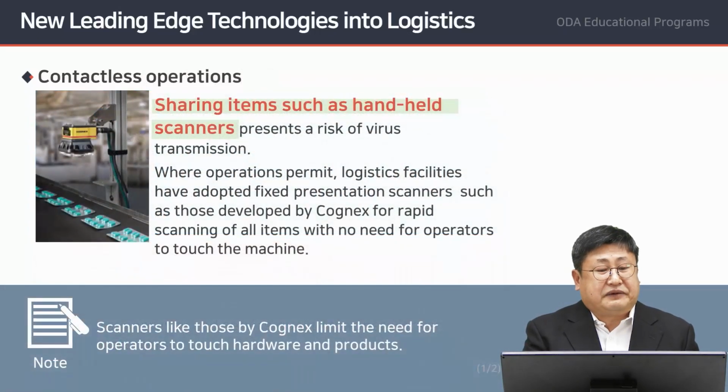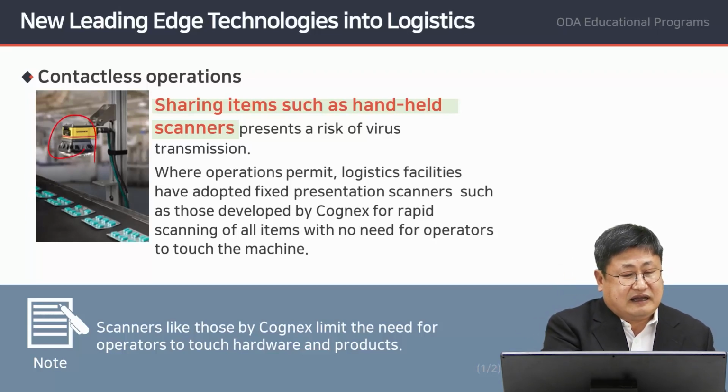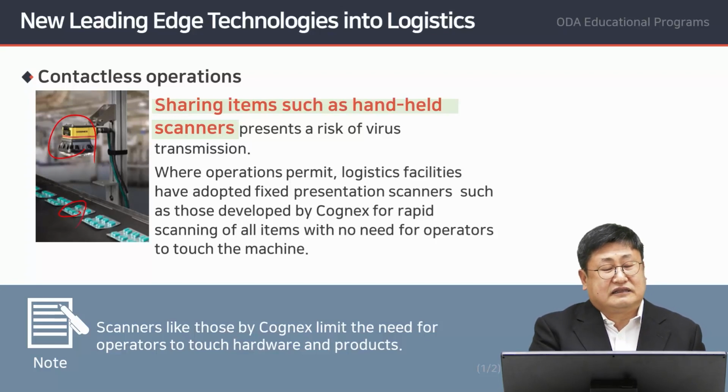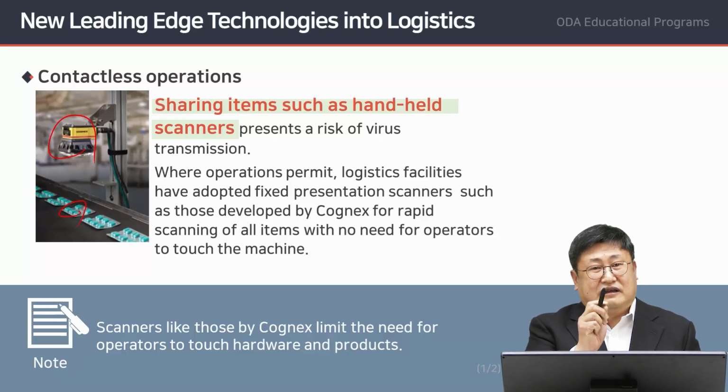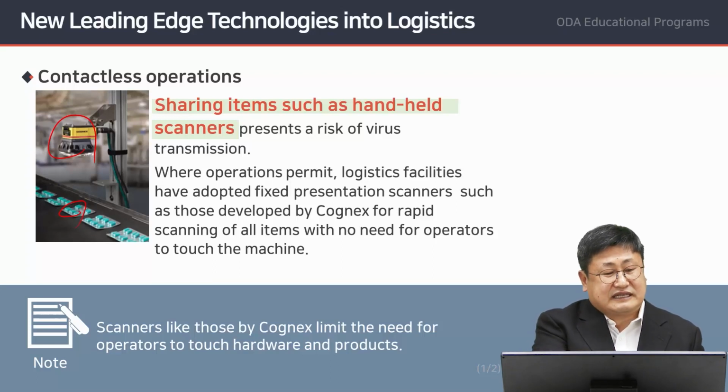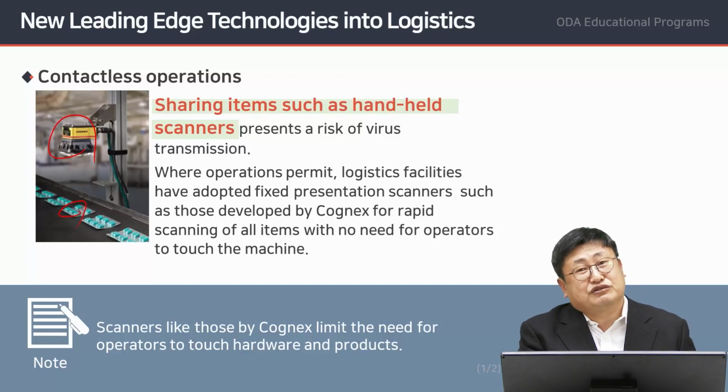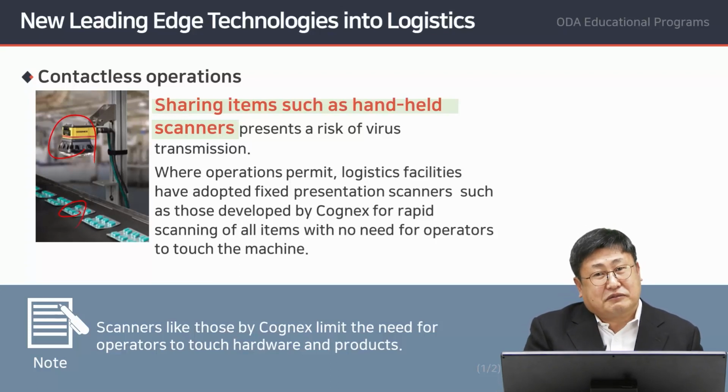And contactless operation, the sharing items such as handheld scanners. This scanner, right? This is a pharmacy, I believe. People using the scanner hold the scanner, and once you scan it here, it records it into the inventory and updates the inventory. However, because of COVID-19, no human beings are allowed inside the warehouse, so contactless operations enhance their technology.